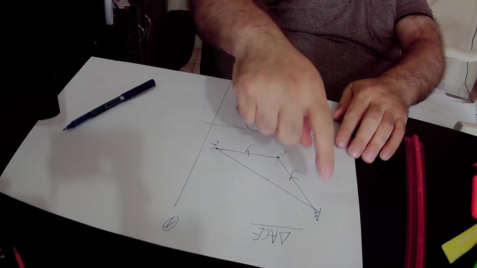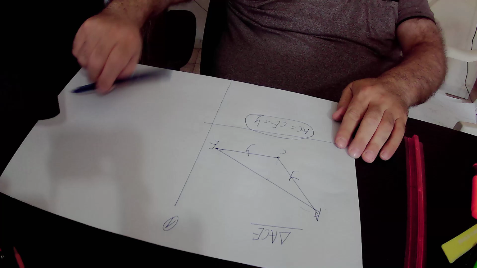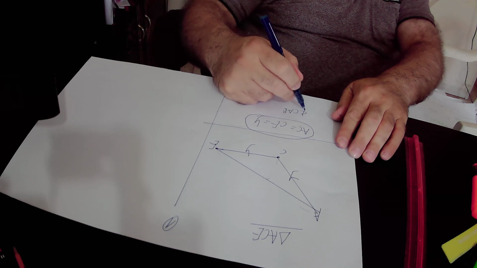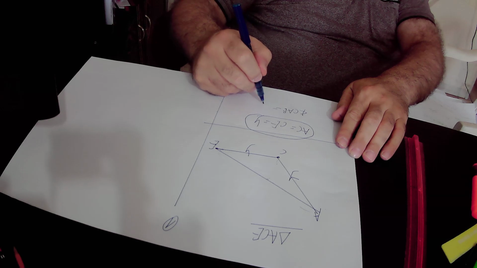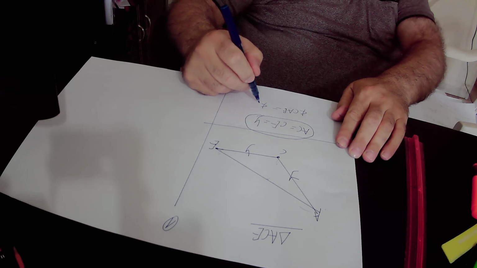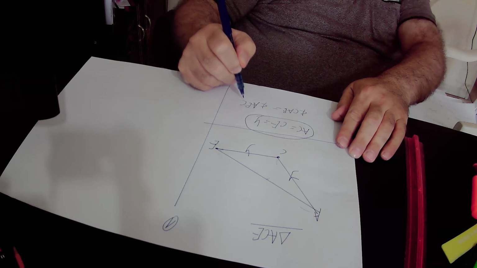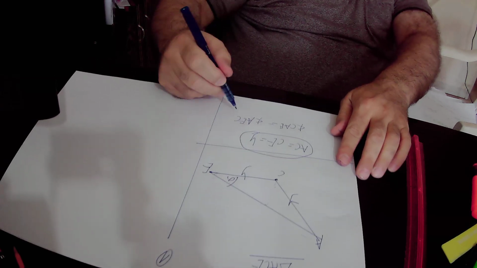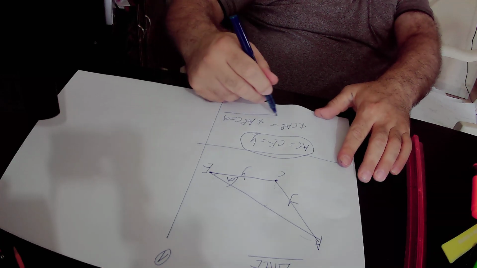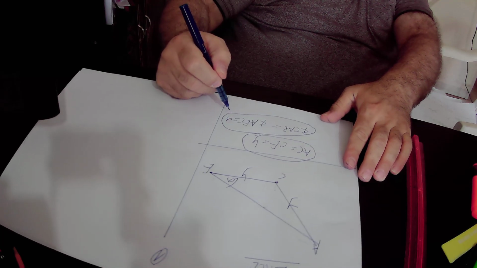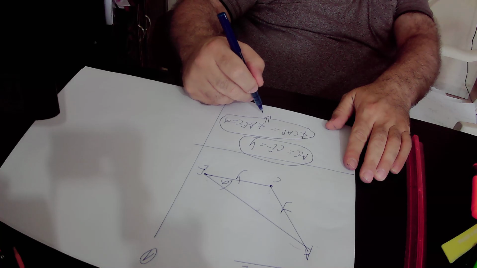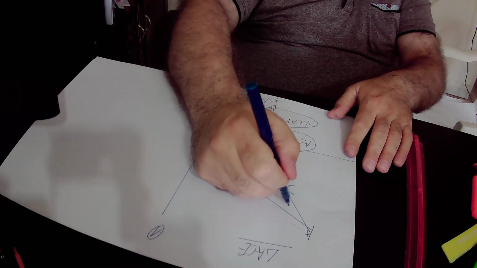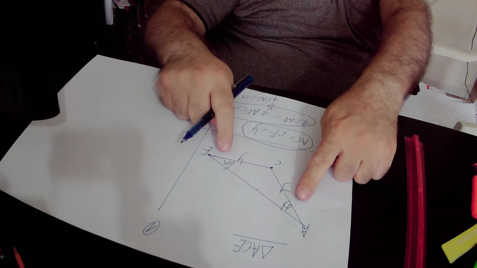Okay, so side AC equals side CE, therefore angle CAE must be equal to angle AEC. Why? Because they are located opposite equal sides, therefore they are equal to each other. If we define angle AEC as alpha, then from this equation we derive that angle CAE is also equal to alpha. So those two angles are equal to each other, both equal to alpha.